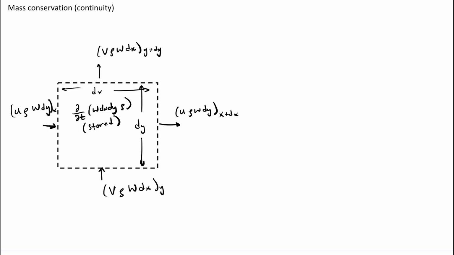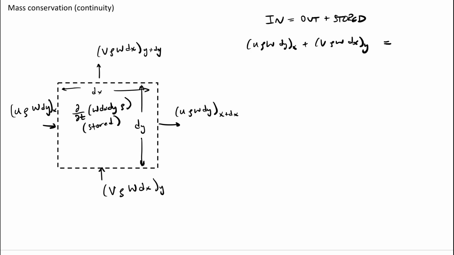Okay, so this is all we need to think about for this particular component for mass. Now we can write out our equation. The general balance is written as in equals out plus stored. So now we have to tally all these things up. What do we have coming in? We have U rho W dy at X coming in. We also have V rho W dx at Y. That has to equal everything that's going out plus what's stored.